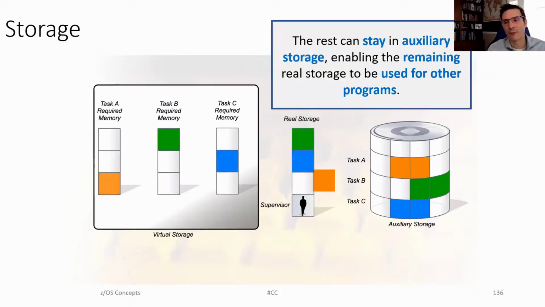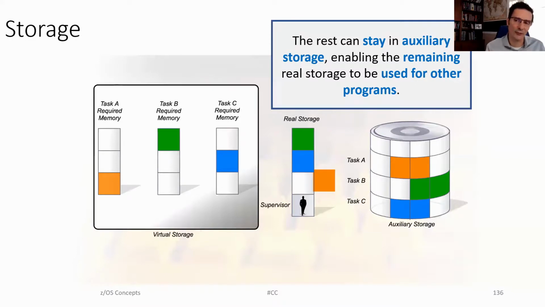But the rest of the programs that are not running at the moment, or that don't have enough priority to be able to run because other programs have a higher priority than them, they can reside in auxiliary storage, enabling the remaining real storage to be used for other programs. So this is how it works.